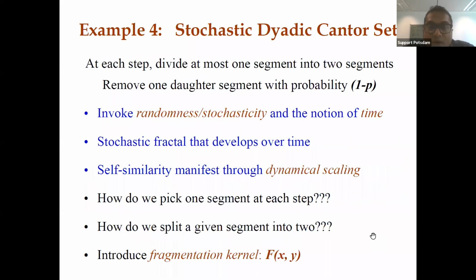Okay. Now comes the question that Ayan just asked: what if we invoke some randomness? In this case, it will be called a stochastic dyadic Cantor set. So at each step we divide at most, and that's crucial, at most one segment, not each one of them. Okay, we divide at most one of them into two segments and remove one daughter segment with the probability 1 minus p. So at each step you have a randomness in choosing which one of the segments you will split, right? That's one kind of randomness that you have.